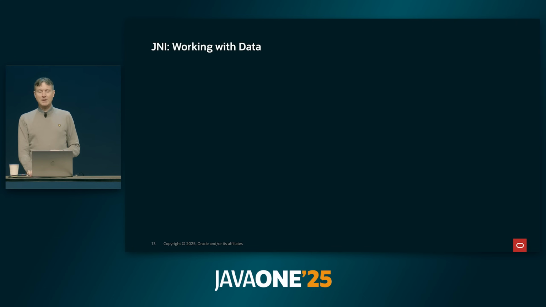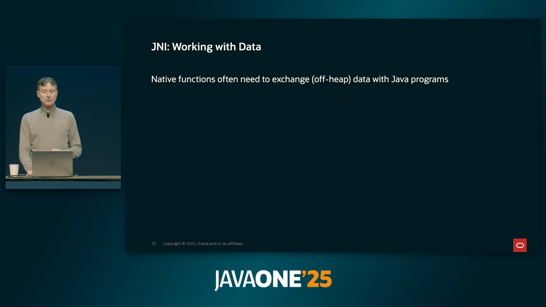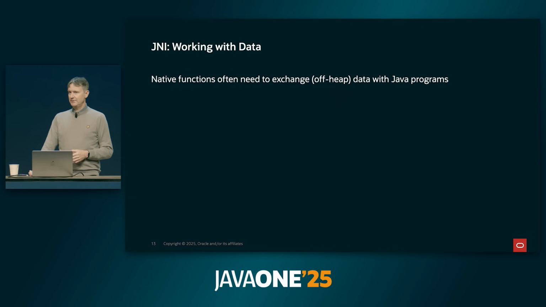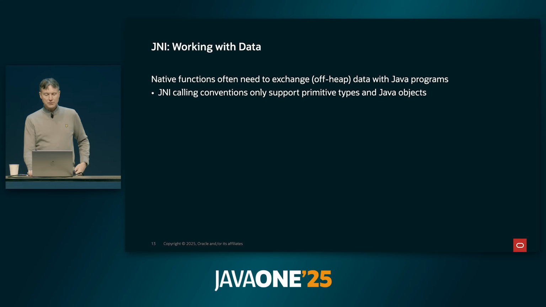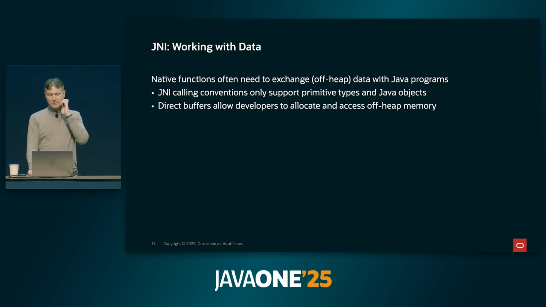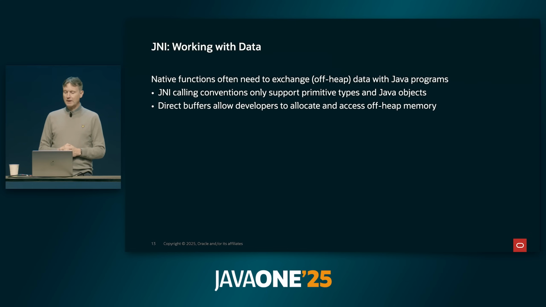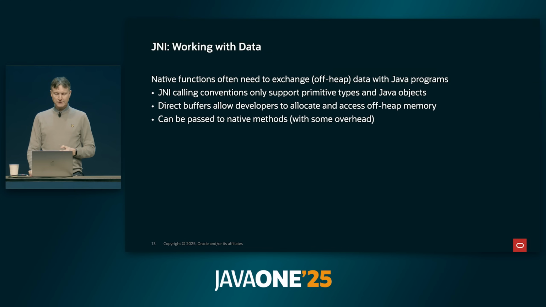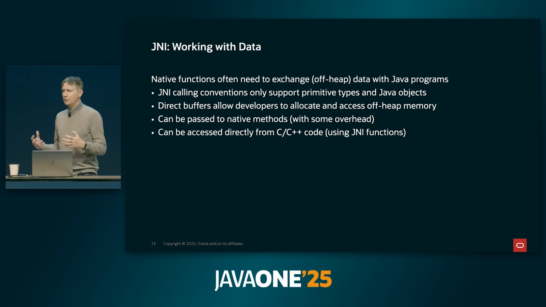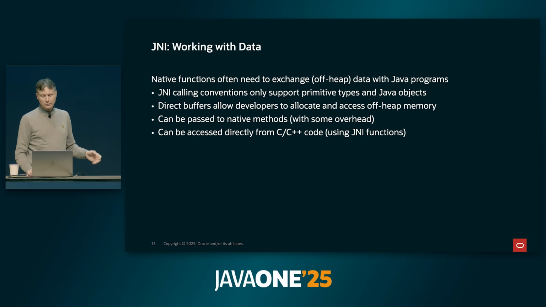And that was about JNI with calling the actual function, but you also often need to pass data to your native calls. And JNI only supports primitive types and Java objects. So the way you could work with memory up until now was that you used direct buffers. So you allocated a direct buffer, and then you can send that to your native code. And there were some utility methods there that allow you to work with direct buffers using C, converting to pointers and things like that.